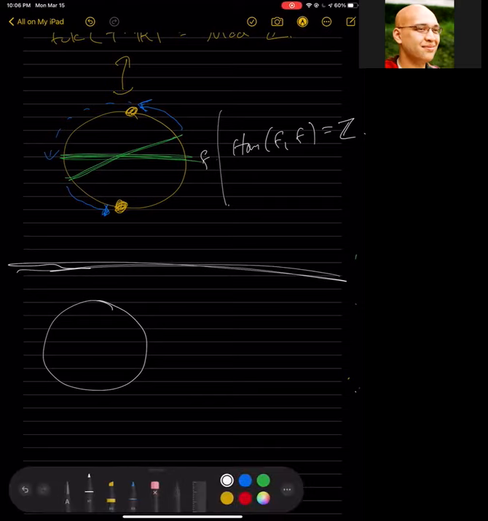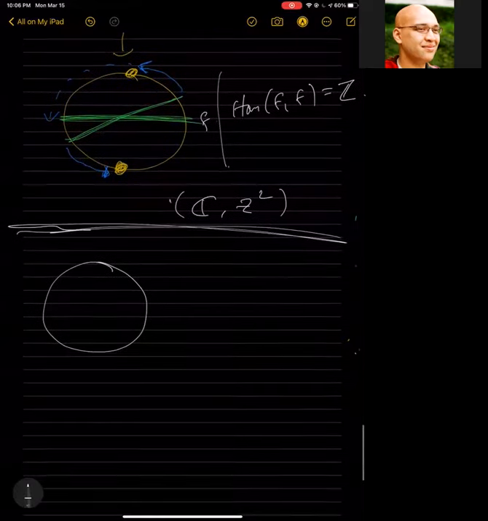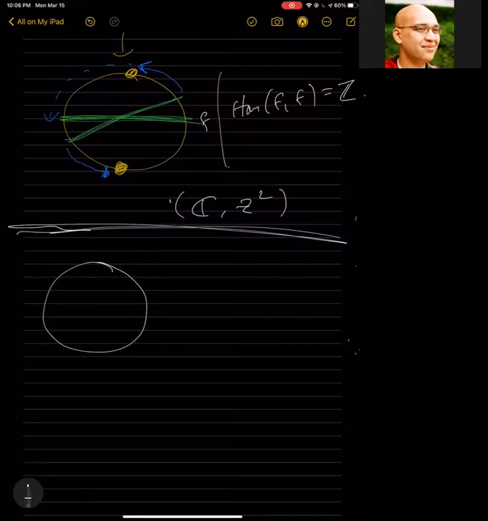So, Mina, the way you would think about this space is as the space C with the superpotential Z squared, because that would pick up for you 2 points in the pre-image of a point at infinity. Is that okay? Perfect. Excellent.